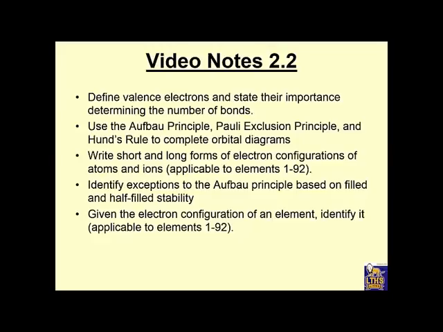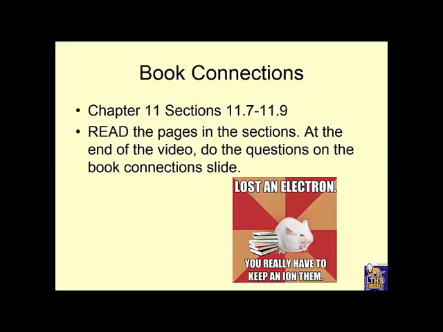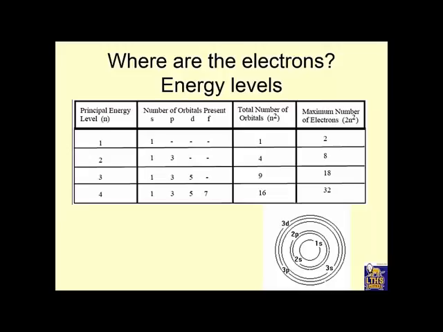And we're going to learn about where the electrons are in atoms. So please read the book chapter 11, sections 7 through 9. So where are the electrons? They're in energy levels, just like Bohr imagined. The electrons traveled in energy levels.